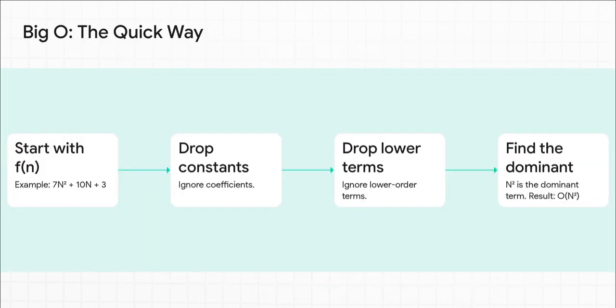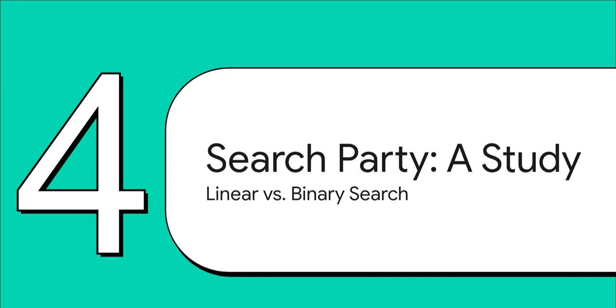Okay, so here's the quick and dirty way to figure out the Big O. When you're looking at the math that describes the number of steps, you just do two things. First, you drop all the constants. They don't matter in the long run. Then you get rid of all the smaller, lower-order terms. All that matters is the single biggest, fastest-growing term. In this example, the n squared term is the heavyweight champion, so the whole thing is just O of n squared.